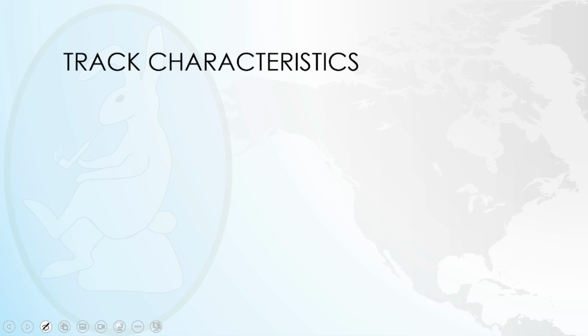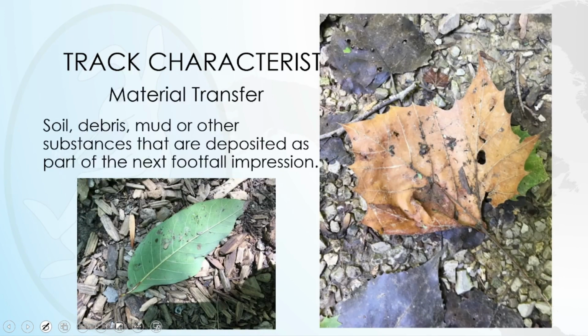We've talked about material transfer a little bit already, but we'll continue. We'll show some specific examples here. This is where soil, debris, or mud, some kind of a substance that's deposited as part of the next footfall impression. An example here down here with the leaf with the mulch. Obviously, whenever this leaf fell, it landed on top of the mulch. So the mulch would not have ended up on top of the leaf there, along with these little small deposits of dirt that have been stepped on and brought with it.